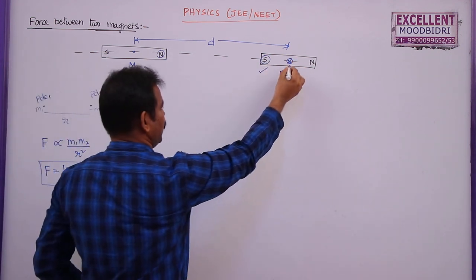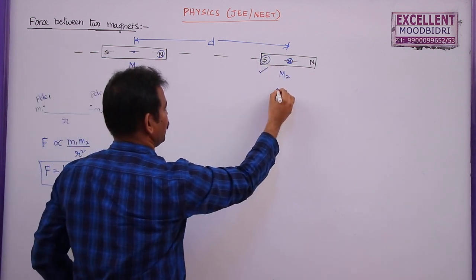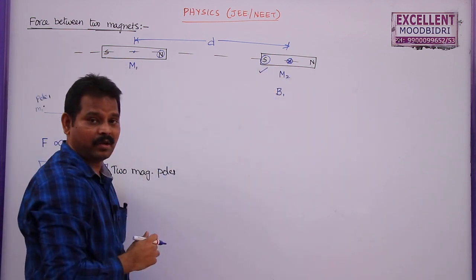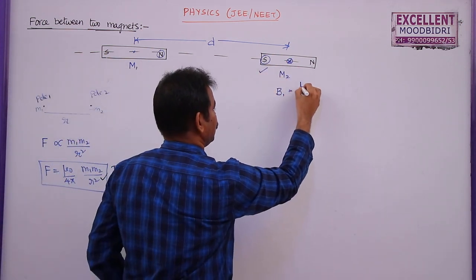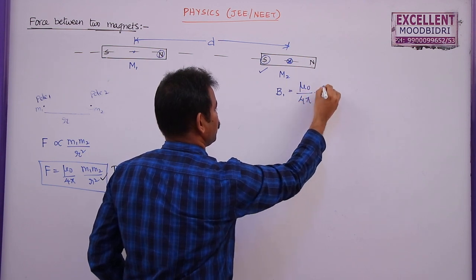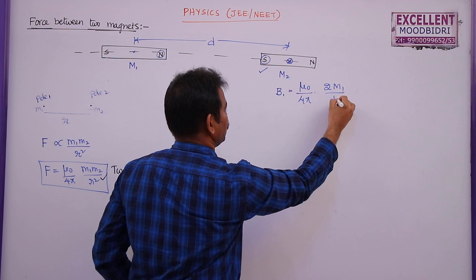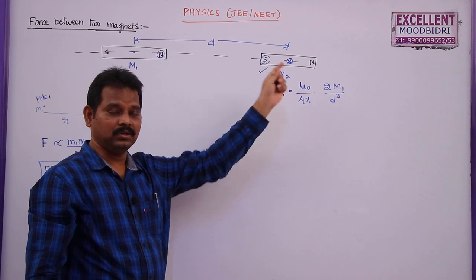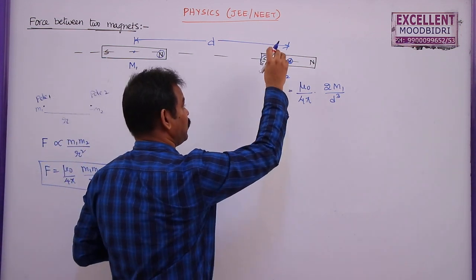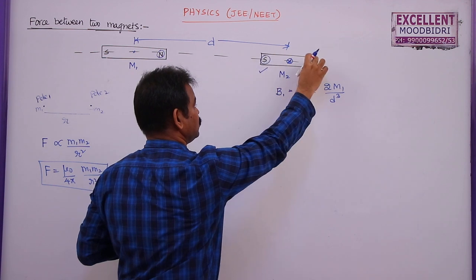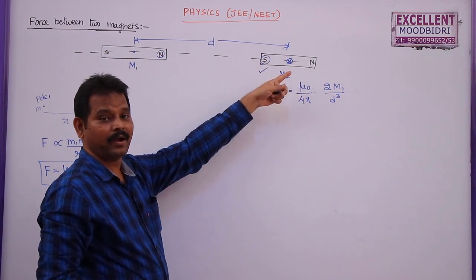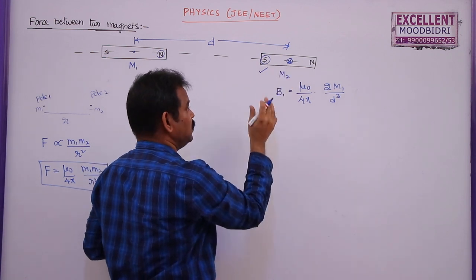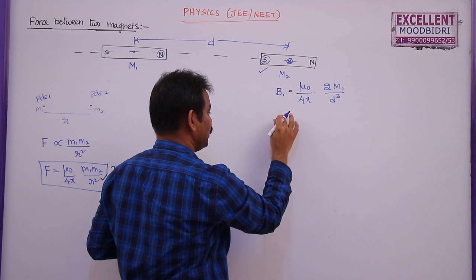The magnetic field induction at this distance from the center is given by, here I am writing, the magnetic induction due to the first bar magnet at the center of the second bar magnet is given by mu naught by 4 pi, 2 m1 by d cube. This is the magnetic field induction at this point due to this bar magnet on its axial line. So whenever a magnetic field is acting, this second bar magnet is in a magnetic field produced by the first bar magnet. So it will experience some force, and it will have some energy.